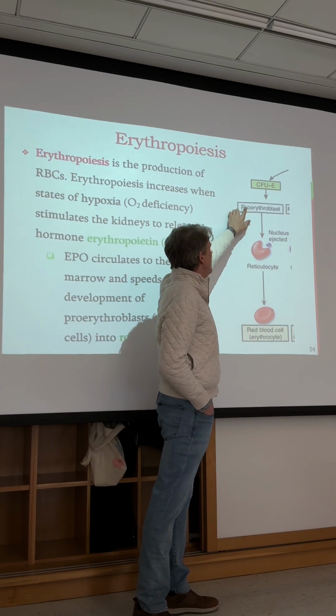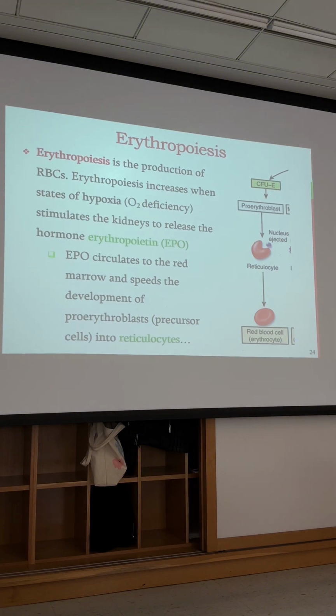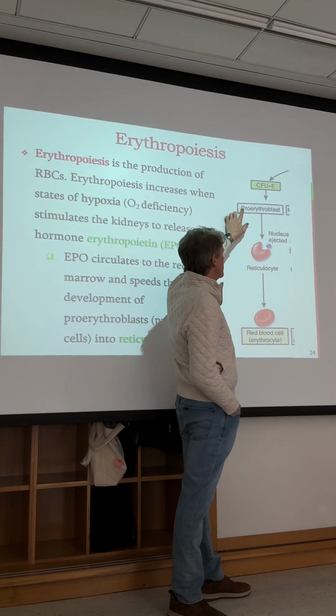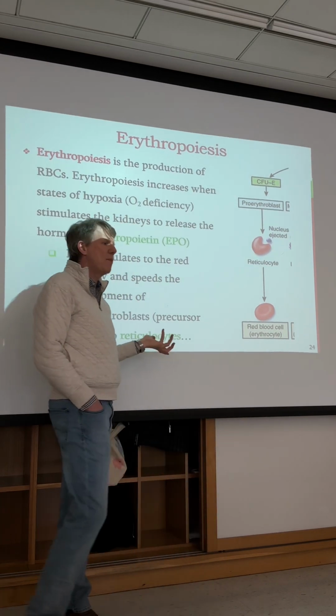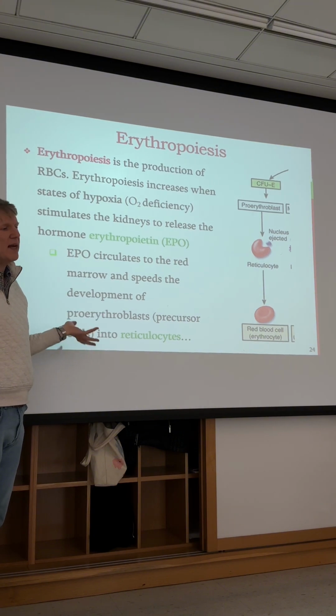It speeds the development of the proerythroblast into the reticulocyte. Okay? Notice that a proerythroblast, they're not showing you the picture, but down here it says nucleus ejected. Proerythroblasts are like regular body cells. They have a nucleus, okay? And they have organelles. They're like a regular body cell.